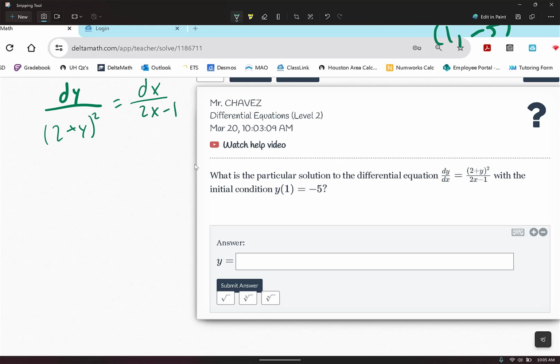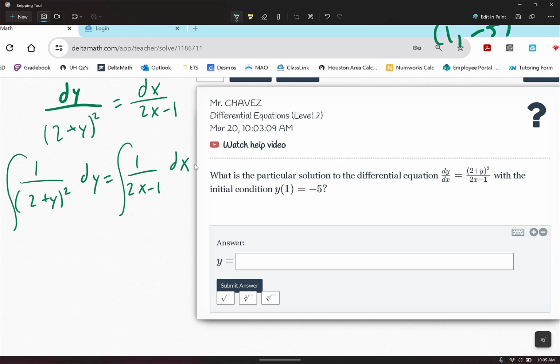Can you get it to that much at least? Yes. All right, so I'm going to rewrite it. Here we go. 1 over (2 + y) squared dy equals 1 over (2x - 1) dx. Are we still okay? Integrate.